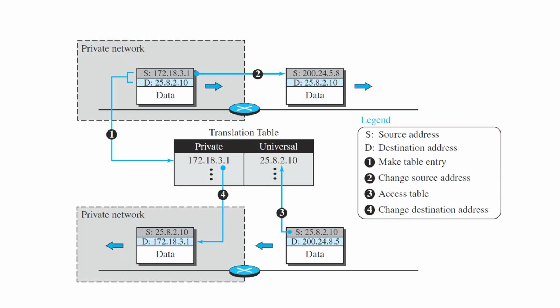So there is the private network and also the translation table. It consists of only two addresses, the private address and one of the universal addresses. And S stands for source address in this diagram, D for destination address. First make the table entry, next change the source address, and then access the translation table and change the destination address. This is the process happening.